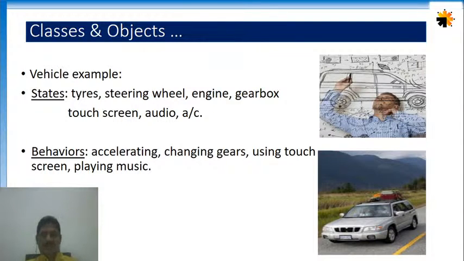Similarly, if you look at the design of a car here, and you can see the car here. A vehicle is a class having tires, steering wheel, engine, gearbox, touchscreen, audio, and so on. And its behavior is accelerating, increasing the speed, changing the gears, touching the screen, playing the music. All the other behavior are the actions.